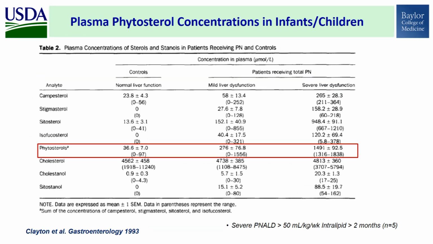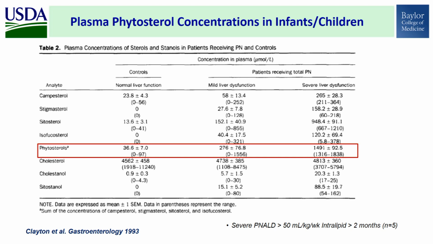So what I'm going to show you in the next few slides are some data to give you perspective of the phytosterol concentrations in infants and children. I'm going to start with data that was reported in the seminal paper from Clayton and others that was published in Gastroenterology in 1993. And what they did was report concentrations of phytosterols, shown here as total phytosterols, which include most of the principal phytosterols of campesterol, stigmasterol, and sitosterol. They range somewhere in a neighborhood between 20 and 30 micromolar under normal control conditions where there's normal liver function.